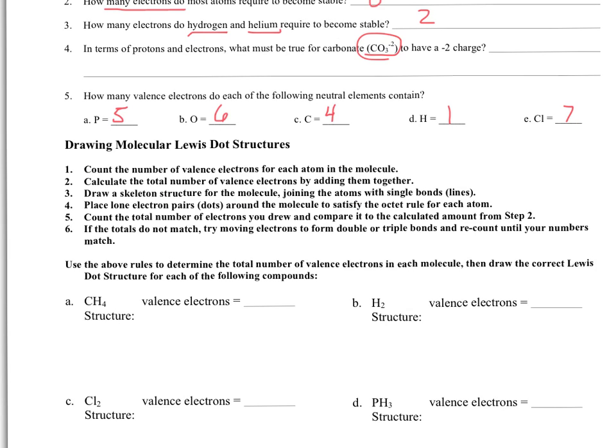Let's go through these rules for drawing Lewis dot structures based off of doing an example. So first we need to count the number of valence electrons for each atom in the molecule. So we have carbon, which has 4, and we have hydrogen, which has 1, but we have 4 of them, so we're going to multiply by 4 and get 4. So overall, we have a total of 8 valence electrons.